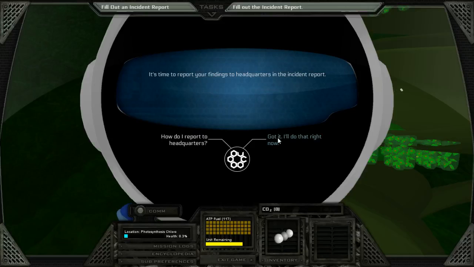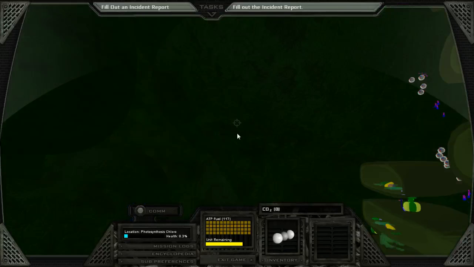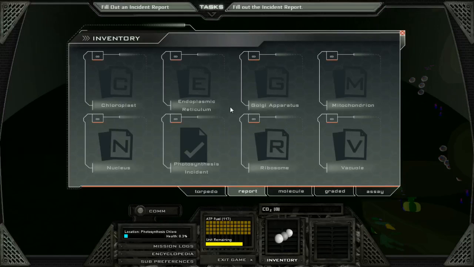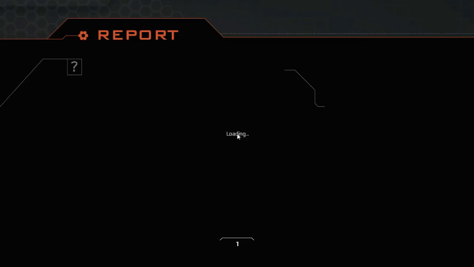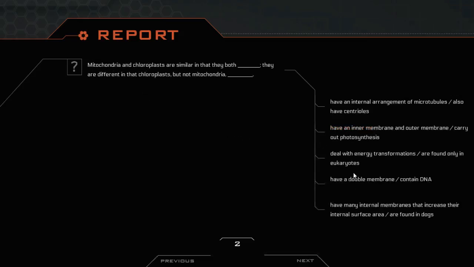Got it. I know how to report in an incident report. Thank you. These incident reports, again, live in your inventory, just with all your other reports, and they look something like this. Incident report. I will load that up and fire it. And again, simple multiple choice quiz, 10 or 12 questions of these things.